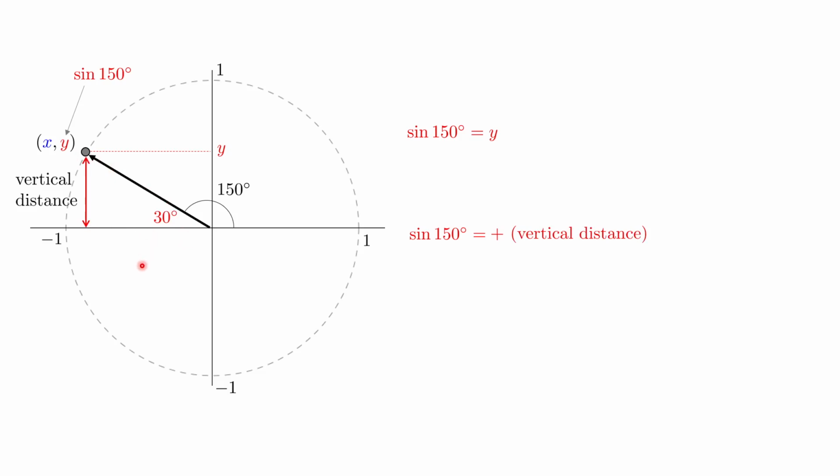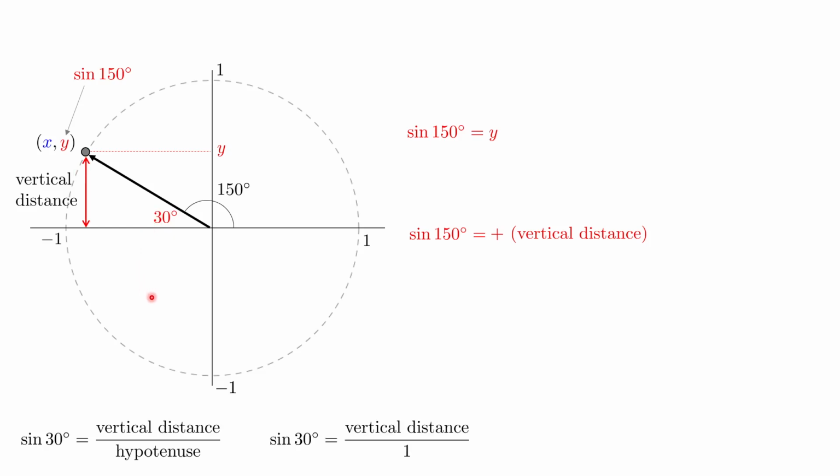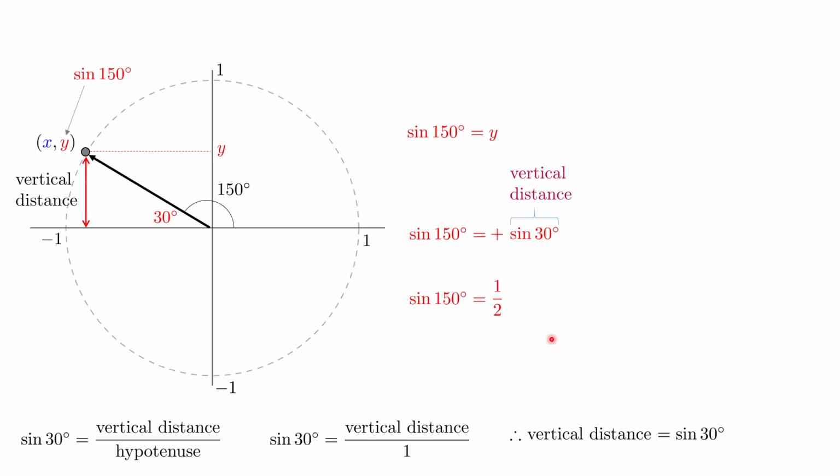And again, that related angle. But now what allows us to get at this vertical distance is the sine. If we look at the sine of this 30 degrees, sine of 30 is going to be the opposite side, which is our vertical distance, over the hypotenuse, which is the length of 1. And we come to the conclusion that the vertical distance we're after is also just sine 30. Placing this in here, remembering that sine 30 is just a half, and that's our final answer.